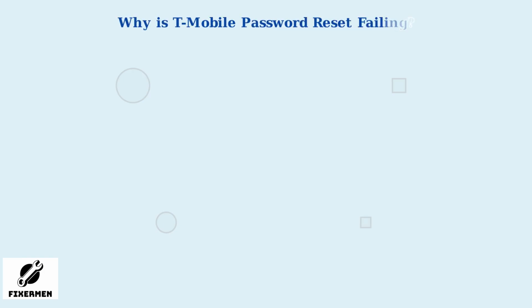T-Mobile password reset issues often stem from several common causes. One major cause is overloaded servers during peak hours, when many users try to reset passwords at once. Network latency can delay the delivery of SMS or email codes needed for verification. Glitches in their cloud-based authentication system can also interrupt the reset process.